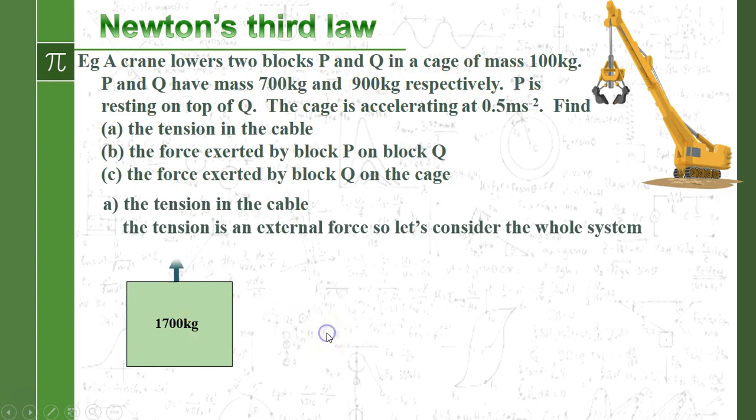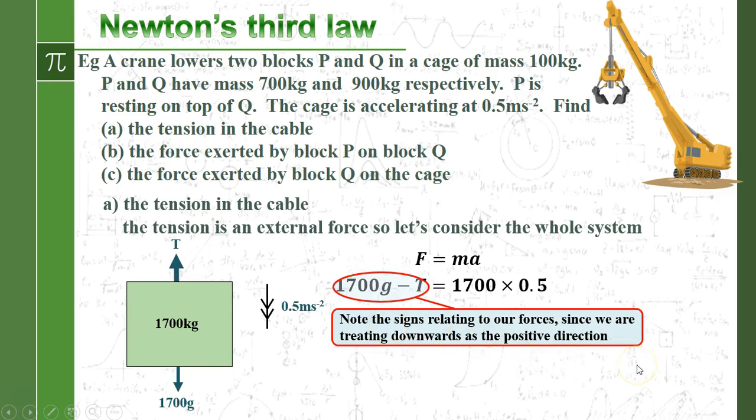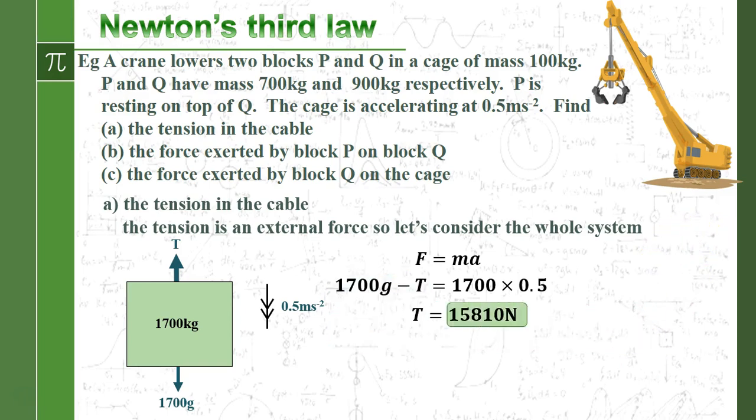Other external forces, we've got tension going upwards, and we've got weight going downwards, which is our mass times gravity. And it's accelerating downwards because it says the crane is lowering the two blocks, so it's accelerating in that direction. So I'm going to make the downward direction my positive direction. There's my F equals ma again, and there we go. And that's what I said about treating the downward direction as the positive. And so I've just got to work that out for T, and we end up with 15,810 newtons.